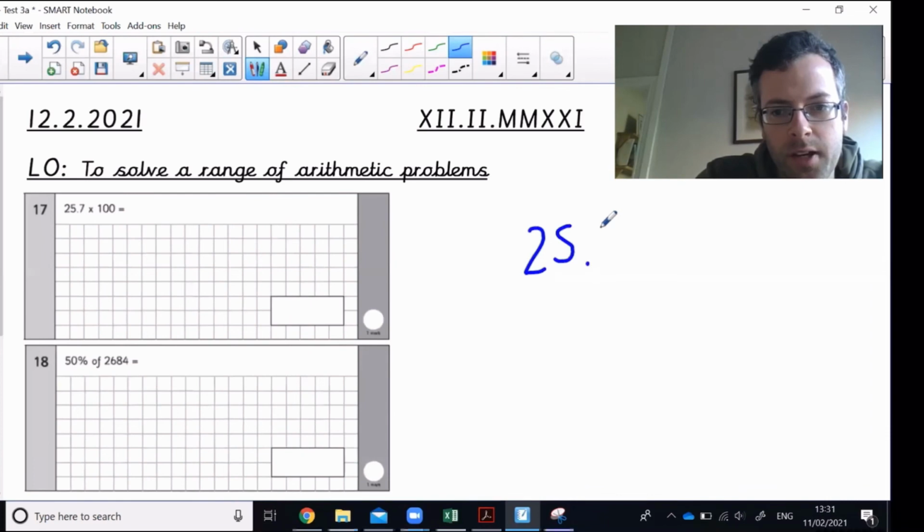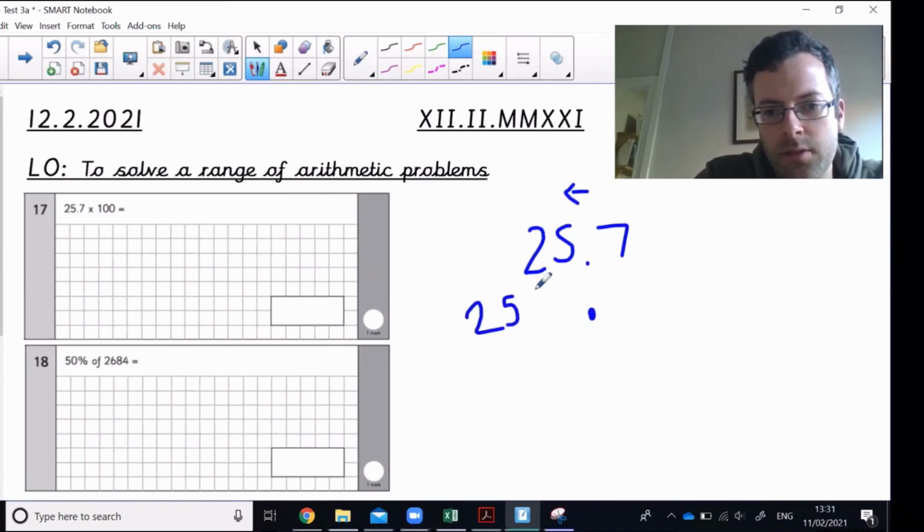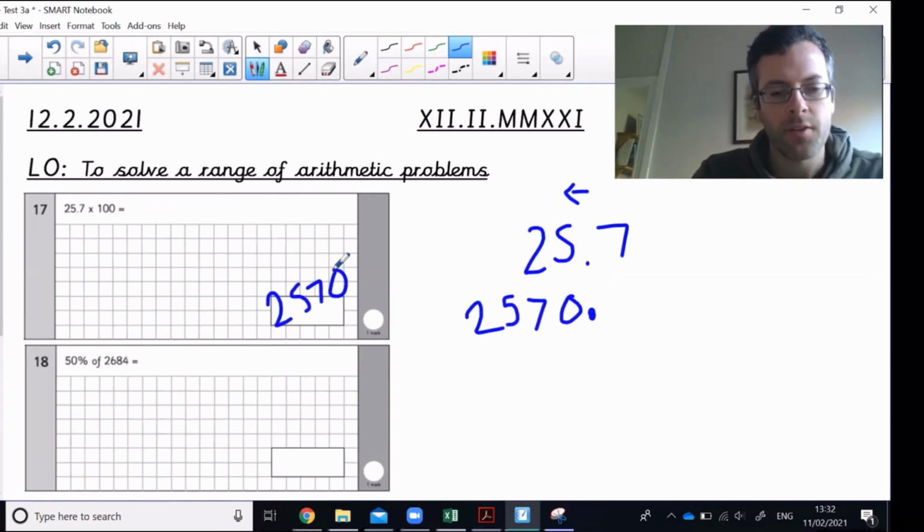25.7 times by 100. So, times it by 100, so I'm just upscaling, making it bigger, and I'm going twice. So 1, 2, write it underneath. And then my placeholder, I go 0. It's got 100 times bigger, 2,570.